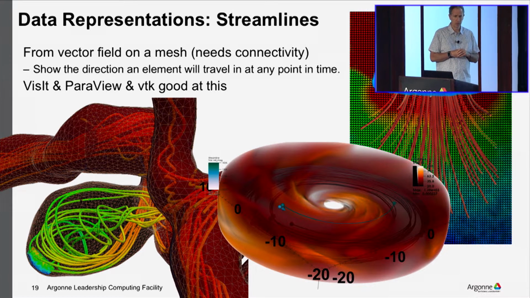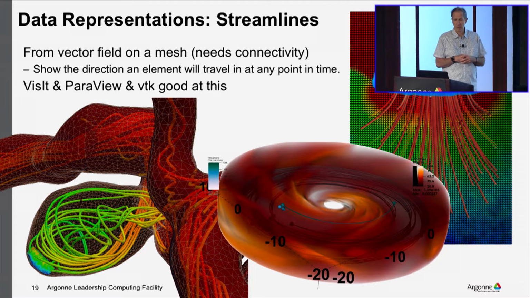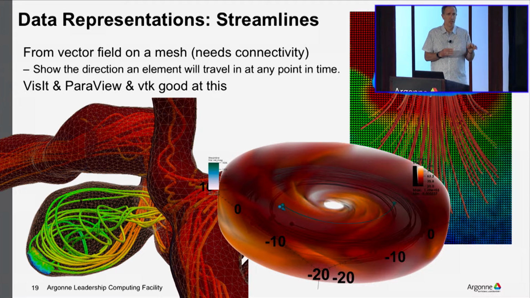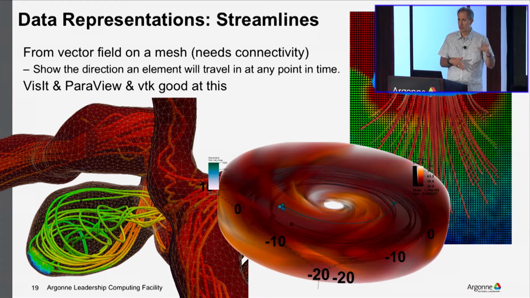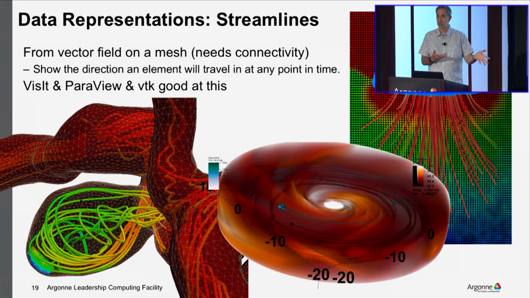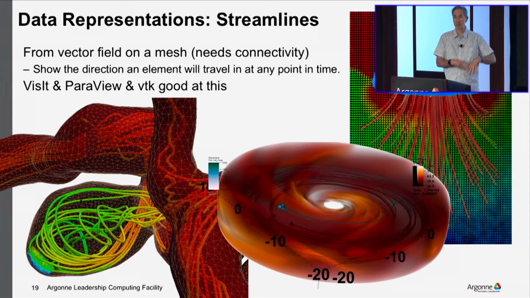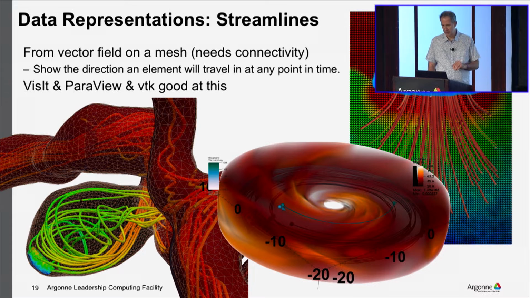You can also do path lines or trace lines, which take time into account, right? It goes from one time step to the next and follows the path over time, as opposed to within a single time step. Obviously, that's a little more computationally expensive, and you need to be able to load multiple time steps in order to calculate those. So that's one of the main differences there.